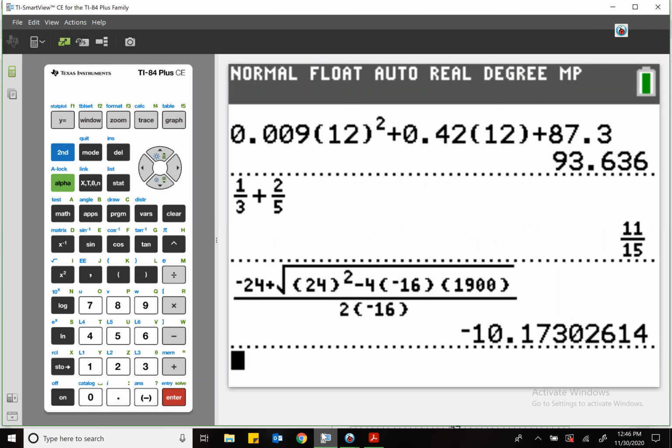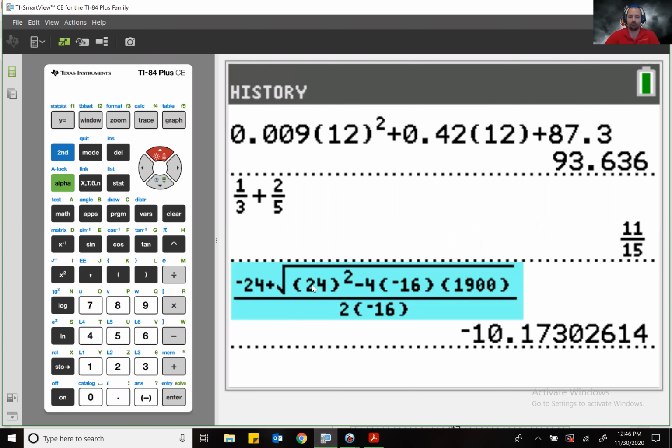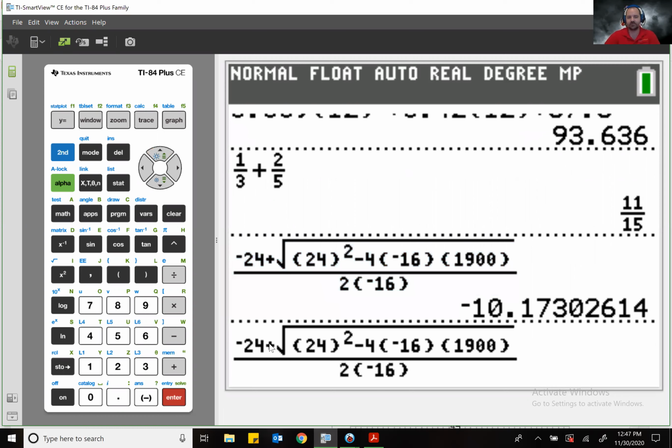So negative 10 point what? 2. Nearest tenth would be 1 decimal place. Okay. And then now we'll get the other answer. I'm going to scroll up, grab what I just did, and all I got to do is change the plus to a minus.